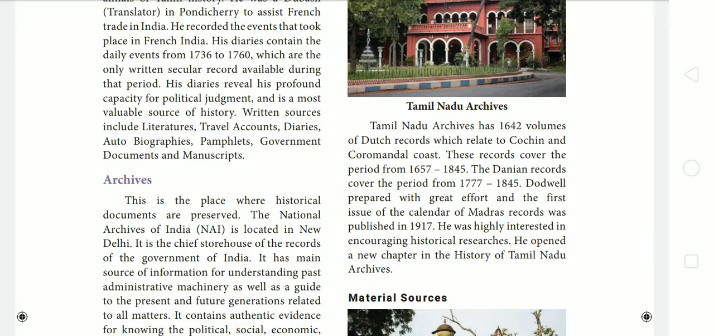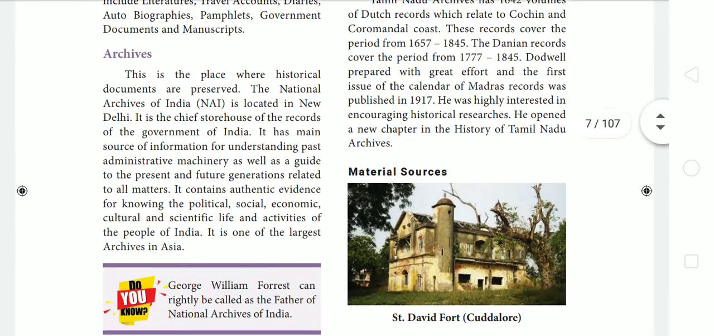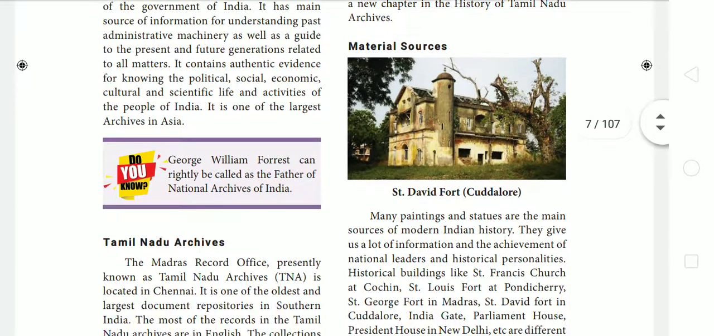He was highly interested in encouraging historical researchers, so he opened a new chapter in the history of the Tamil Nadu Archives. Who? Dodwell. So these are the written sources. Next one, material sources.